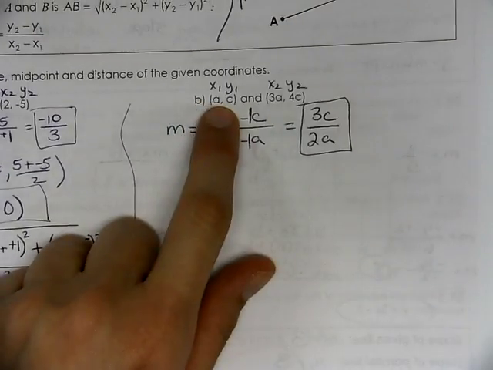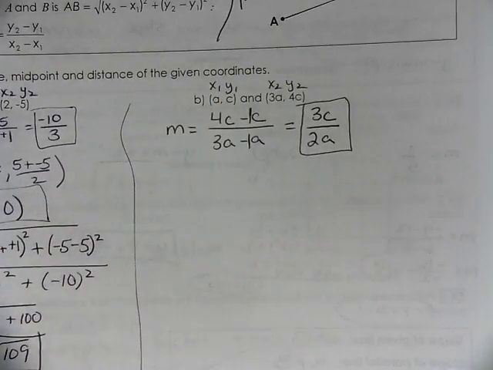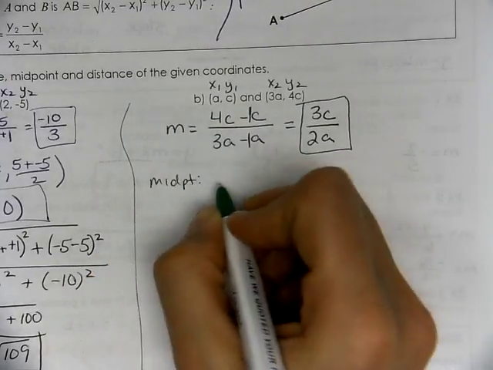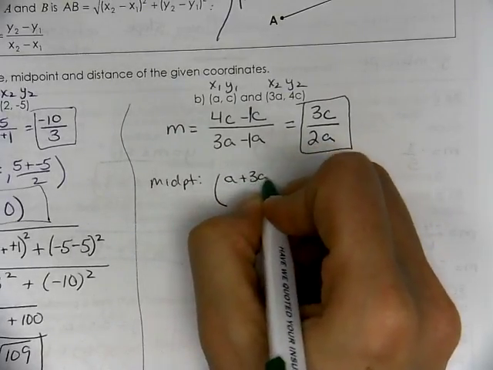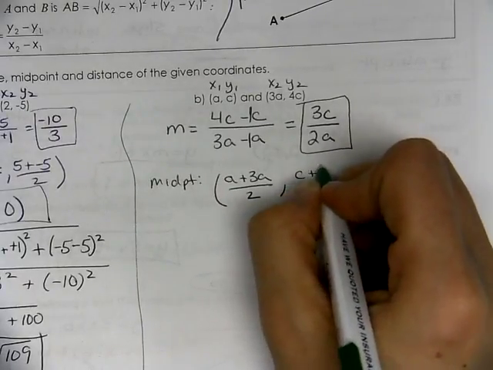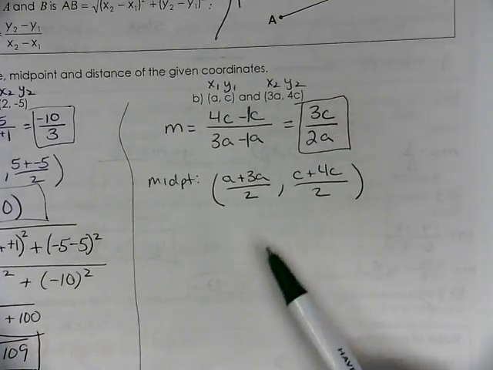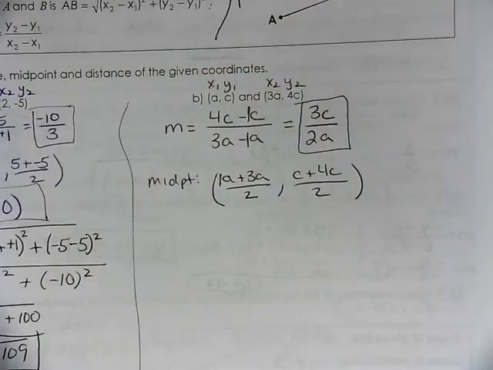So if you need to, every time you see just an a and a c, think 1a, 1c. Does that make sense? So now when I do midpoint, same thing applies. We're going to add the x's. a plus 3a divided by 2. c plus 4c divided by 2. Oops. Now, a plus 3a is not 3a squared. That's a times 3a. Again, think about it as a 1.